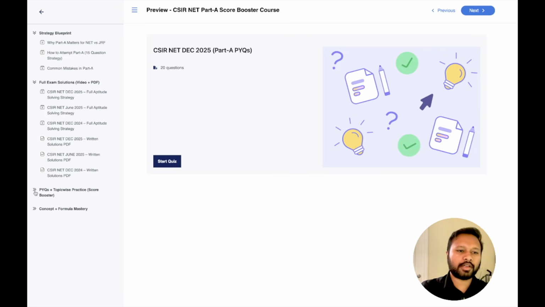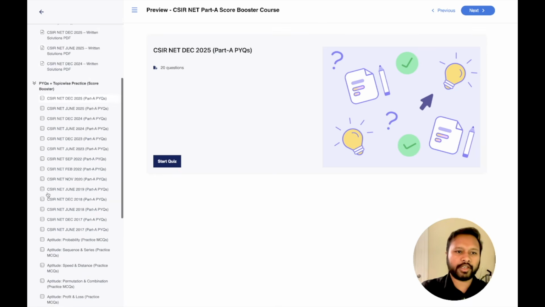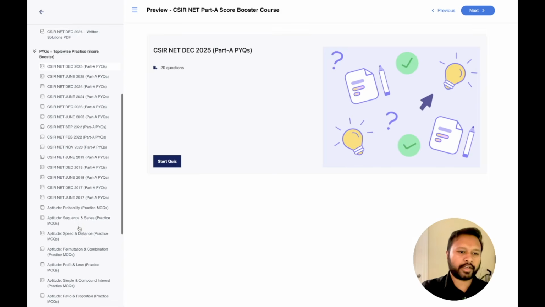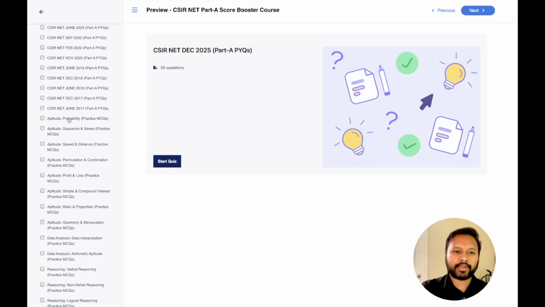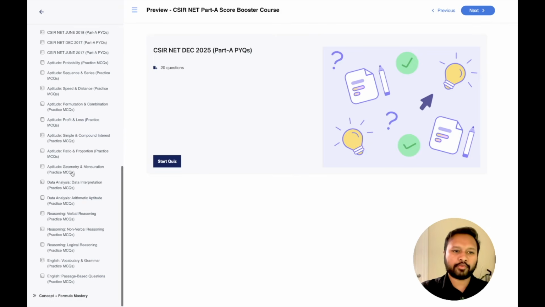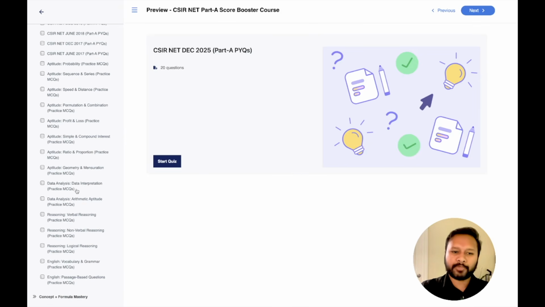The next thing you are going to get is PYQs plus topicwise practice questions. You see questions from CSIR December 2025 all the way till June 2027 are included over here, all the questions of part A. So this is your PYQ part, and then the topicwise practice questions. You have questions from aptitude, probability, sequence and series, speed and distance, permutation combination, profit and loss, simple and compound interest, ratio and proportion, geometry and mensuration, data interpretation, arithmetic progression, verbal reasoning, non-verbal reasoning, logical reasoning, vocabulary. All these things are included in this particular section.